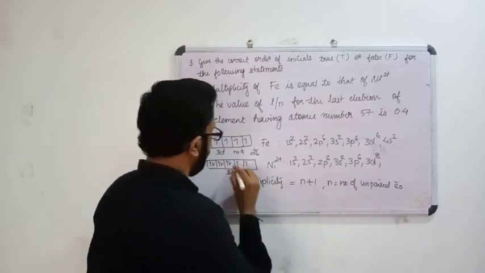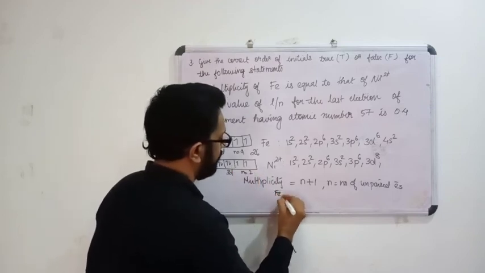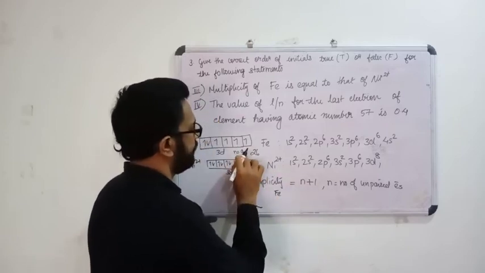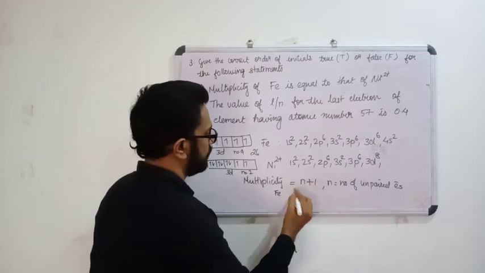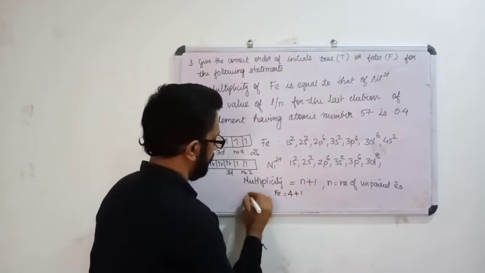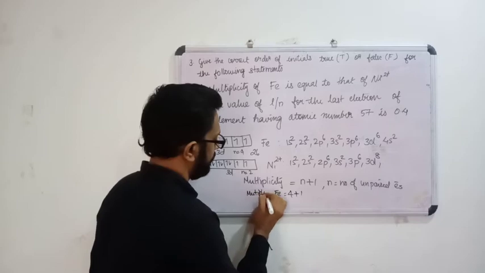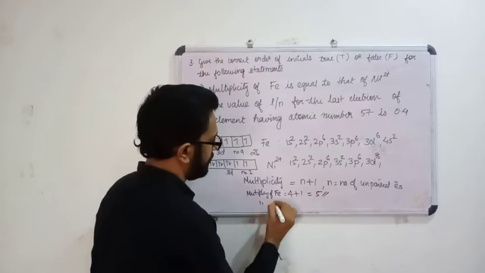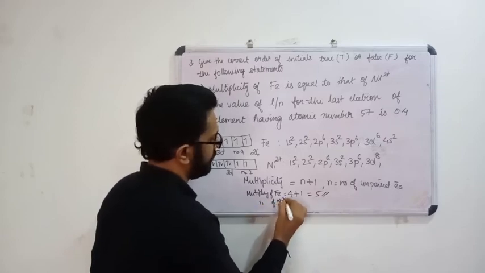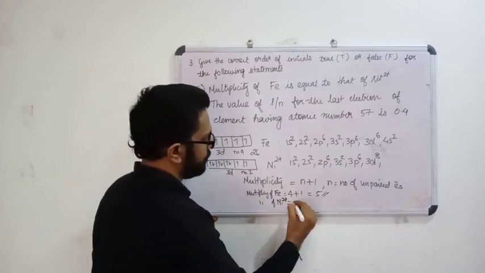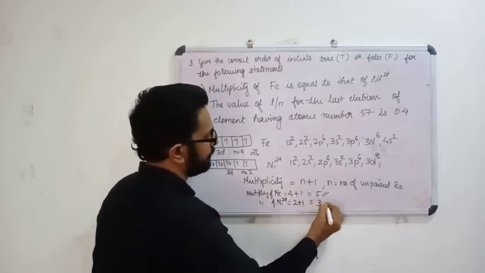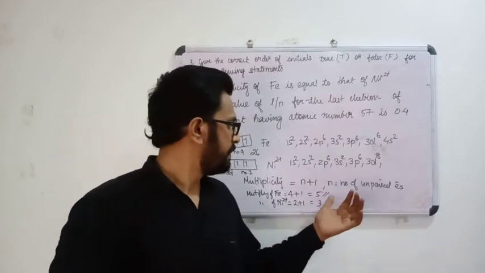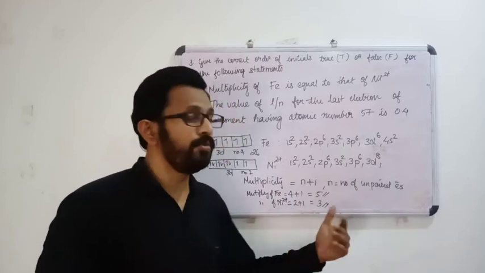So for iron, the multiplicity of Fe is 4 plus 1, since n is equal to 4, which is equal to 5. Now the multiplicity of Ni2+: here we have n equal to 2, so 2 plus 1, which is equal to 3. So the multiplicity of Fe is 5 and the multiplicity of Ni2+ is 3.